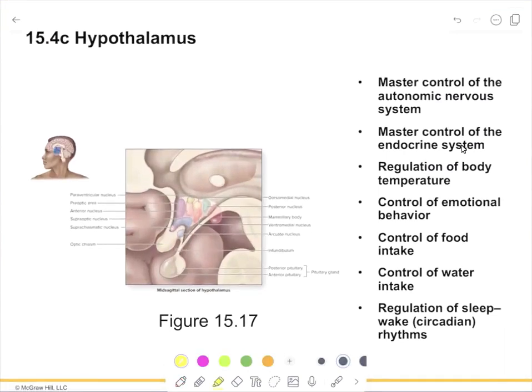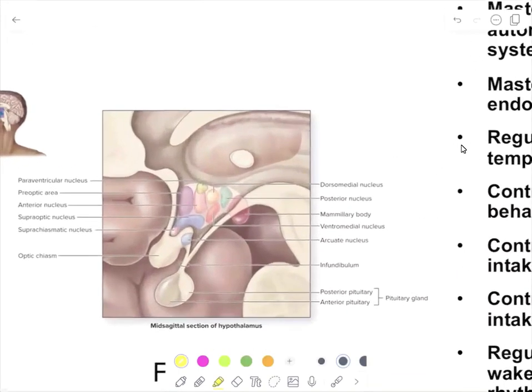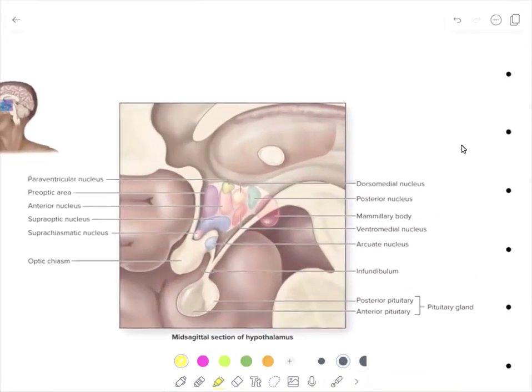Another part, and the last part of the diencephalon, is the hypothalamus. And again, you don't need to know the different parts of the hypothalamus. These are the various nuclei in it that are shown here. So all this is the hypothalamus.